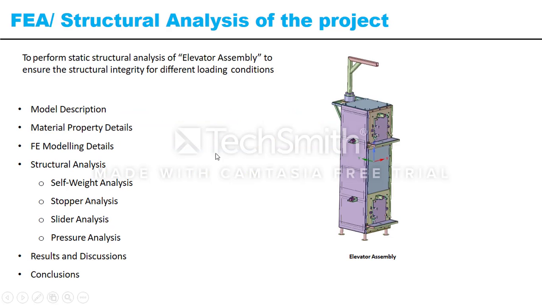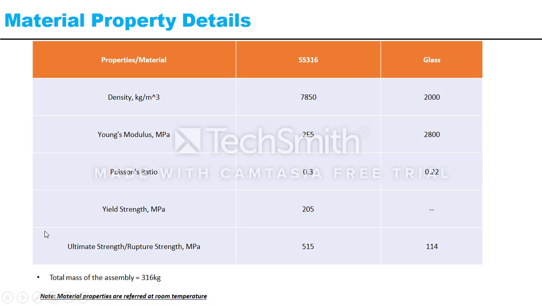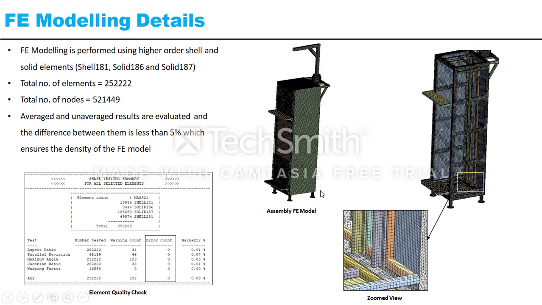Okay, this is the structural analysis of the product. The objectives are pretty simple: self weight analysis, stopper analysis, where the stoppers should hold the pressure and vibrations of the car, and slider analysis, the pressure due to the fluid. The material we considered is SS316, a high grade, corrosion resistant stainless steel. The total mass of the assembly we are planning to manufacture is 316 kg. These are the FE modeling details, number of elements and number of nodes, which are well under controlled criteria.